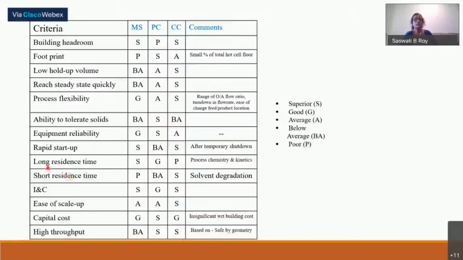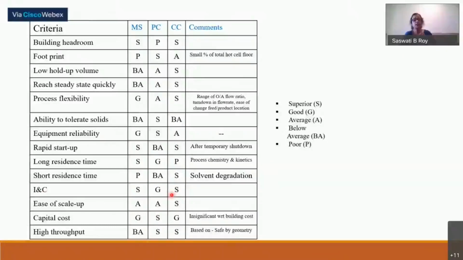Another most important point is residence time. Sometimes you need a long residence time for good mixing or for reaching equilibrium. In those cases, you can use your mixer settlers. For all rare earth material, mixer settlers are the workhorse, where we continuously use a number of stages in mixer settlers. And for shorter residence time, you have to go for centrifugal contactors.